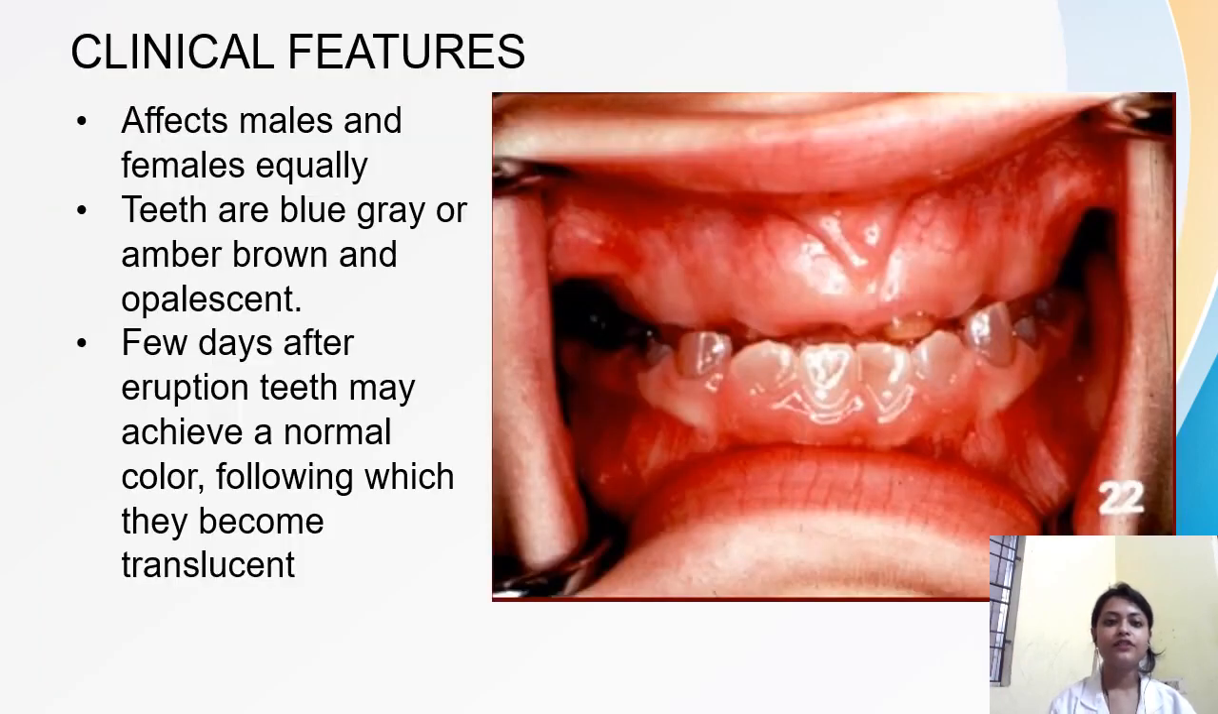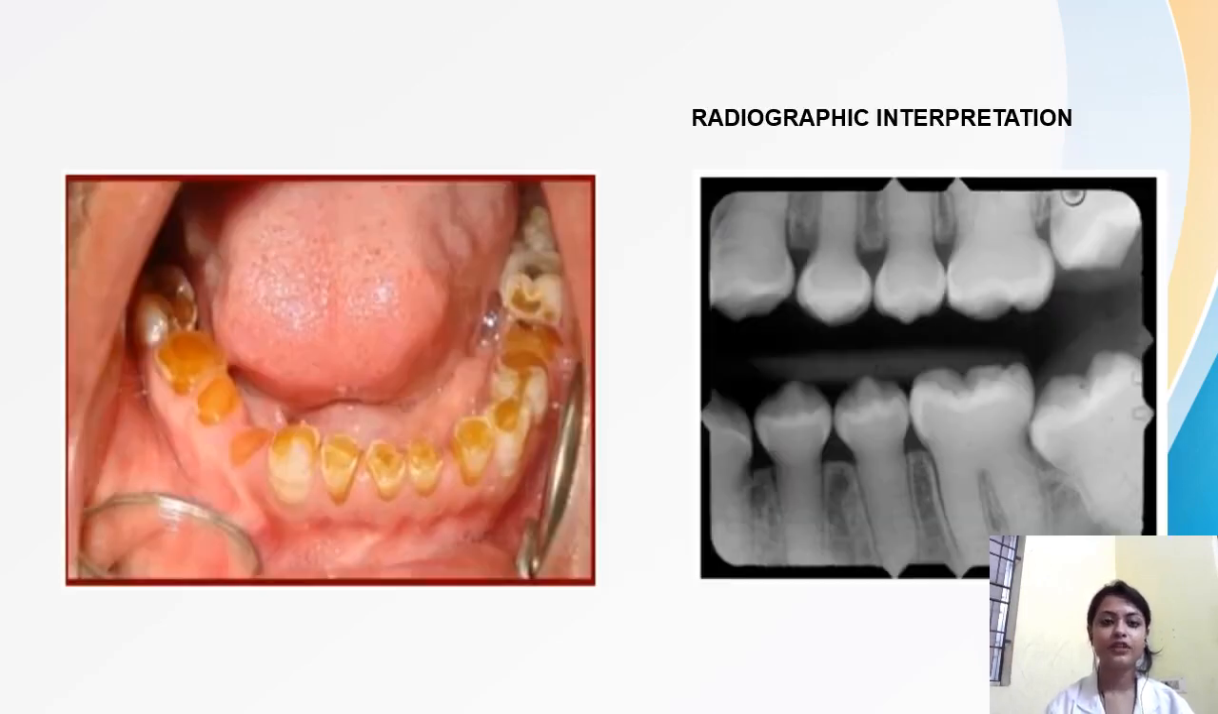Clinical features: it affects males and females equally. Teeth are blue, grey or amber brown and opalescent. A few days after eruption, teeth may achieve a normal color, following which they become translucent. So this is actually the problem. When they get abraded, that amber color will come out. This is a radiographic interpretation. We are seeing how it gets abraded and how the dentin is exposed. Here we are finding where the dentin is, and the enamel structure.